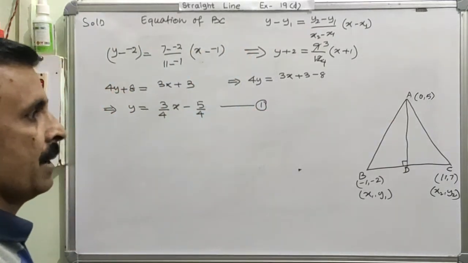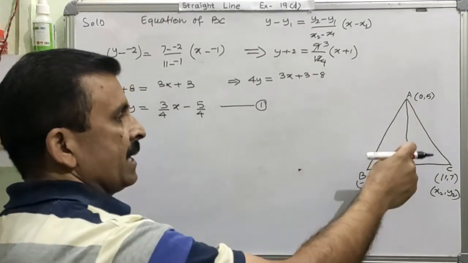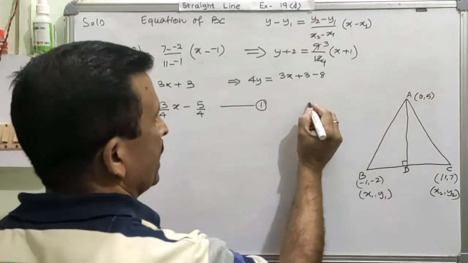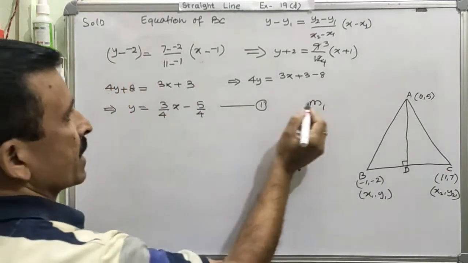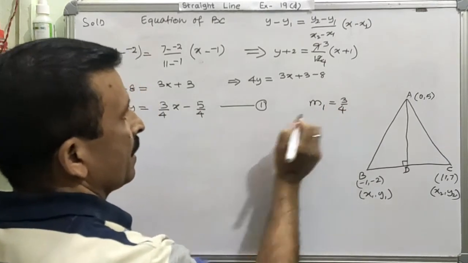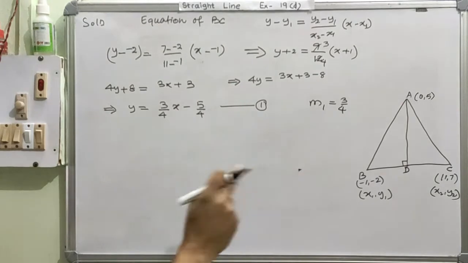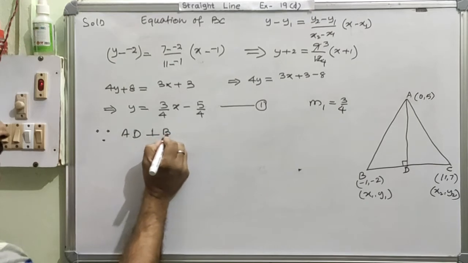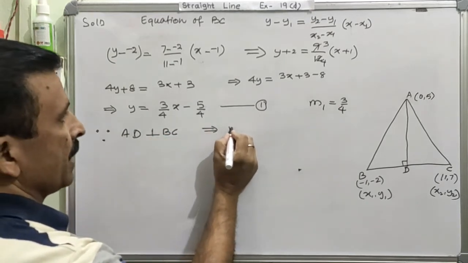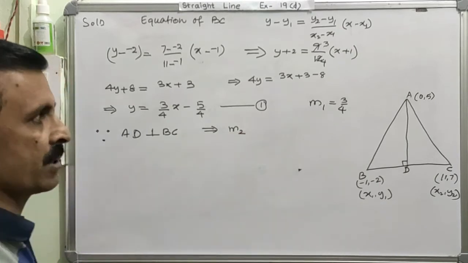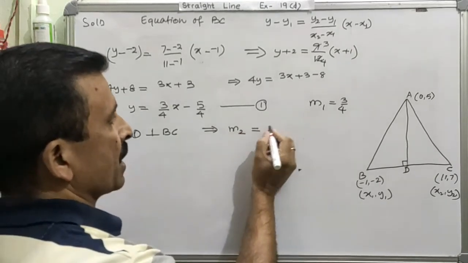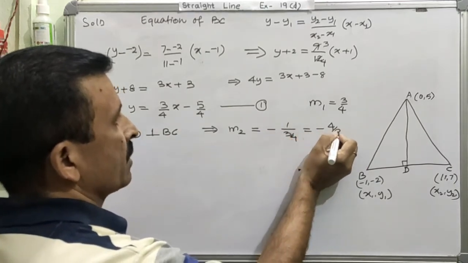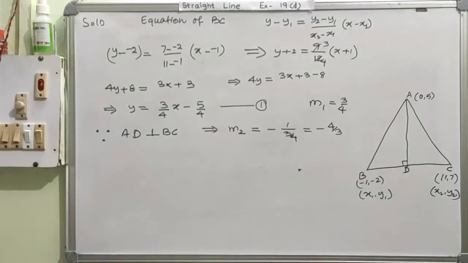Now we want to write the equation for this AD. So therefore we will take out the slope of this line. So the slope of this line, if I will name this as M1, will come as equal to 3 over 4. Right? Now since AD is perpendicular to BC, this implies the slope of AD, which I'm denoting as M2, will be the negative reciprocal of 3 over 4. So it will come as equal to minus 4 over 3. So this becomes the slope of your AD.